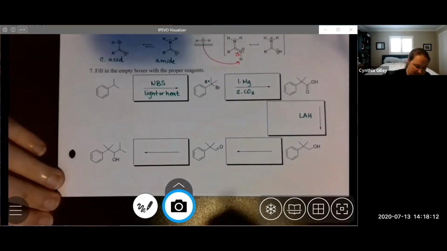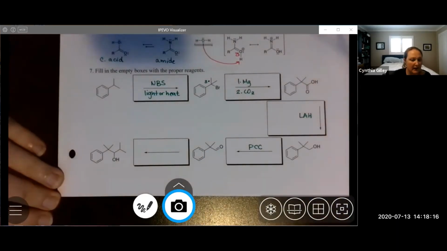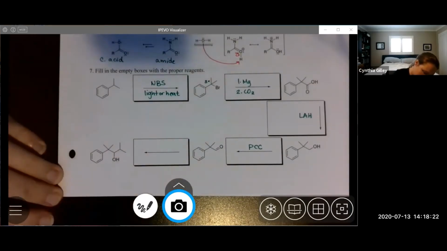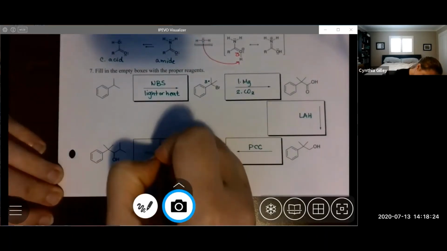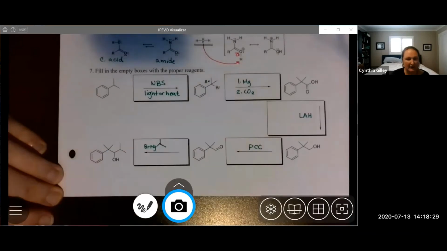If we want to oxidize that back to an aldehyde, we would use PCC. And then this looks like the introduction of these three carbons. Yeah, Grignard. Throwing in the Grignard reagent, and after an acidic workup, we'll be able to produce the secondary alcohol.